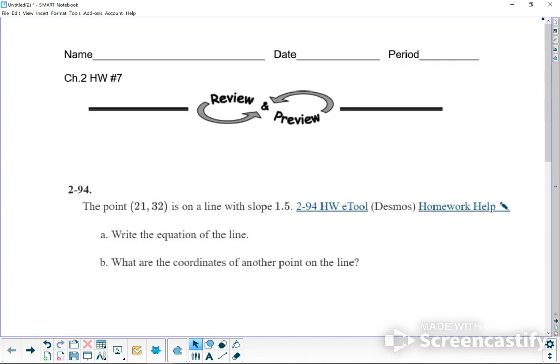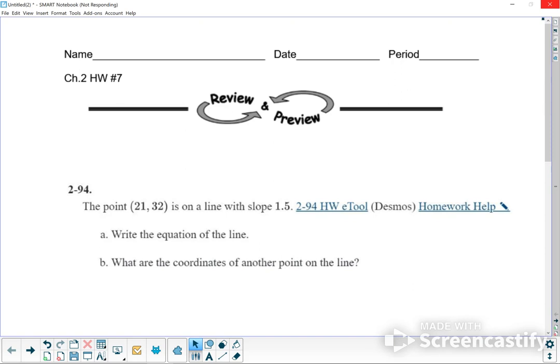All right, let's do this. This is our last assignment for chapter 2. The point (21, 32) is on the line with the slope 1.5. Write an equation of the line. So this is actually a good start because we have a point and we have a slope already. So we just need to go ahead and find the slope-intercept equation.